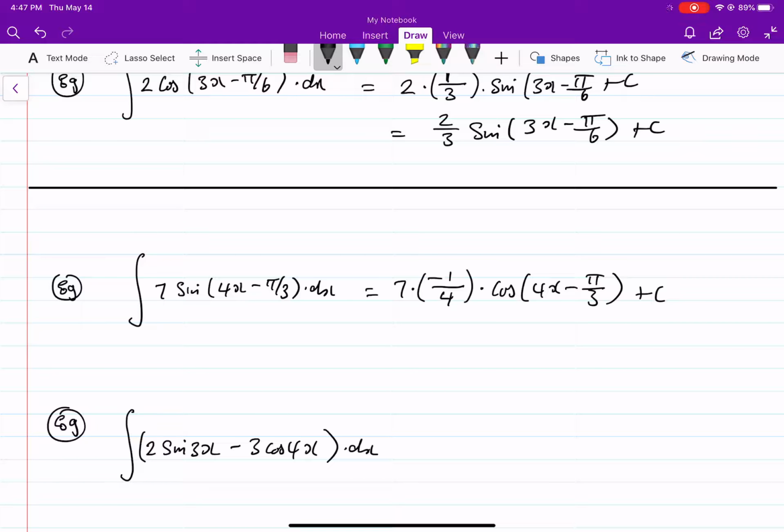There. Okay, tidy up a little bit. The fraction in front, I get minus 7/4 times the cos of 4x minus pi upon 3 plus c.